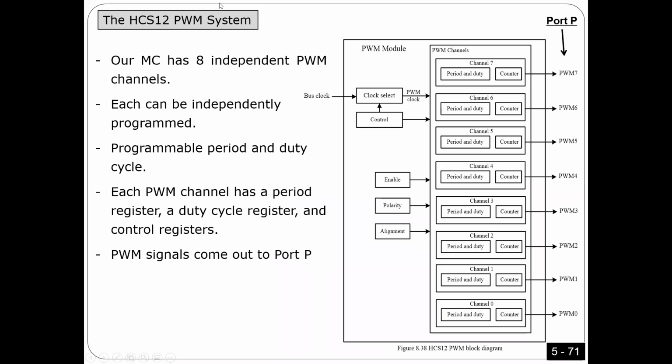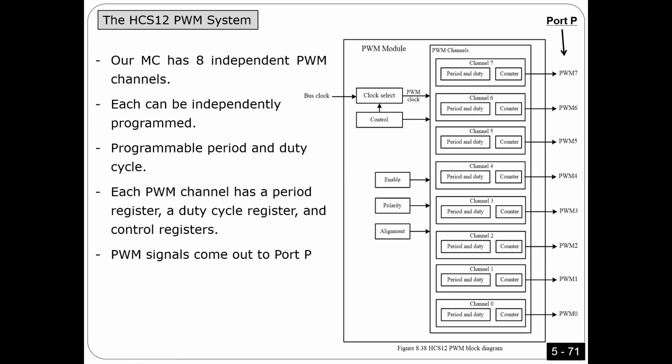In this pulse width modulation, we have actually 8 channels, like the timer, right? But again, don't be confused. This is completely different. This has nothing to do with the timer. So we have 8 channels. These channels are connected to port P, right? So that means if you want to use all of them, for pulse width modulation you can generate up to 8 signals.